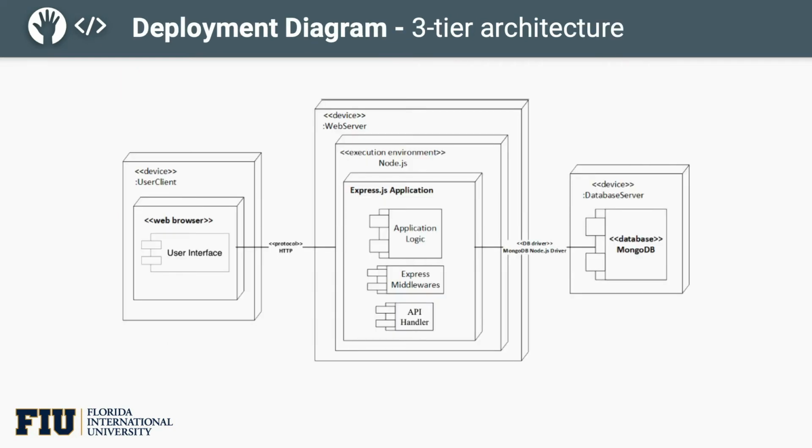This is the deployment diagram for our system. As you can see, the design reflects the three-tier architecture I just mentioned. It's important to note that the front end and back end, as well as the database, are running on one single virtual machine. And this virtual machine is being hosted by the computer science department at FIU.